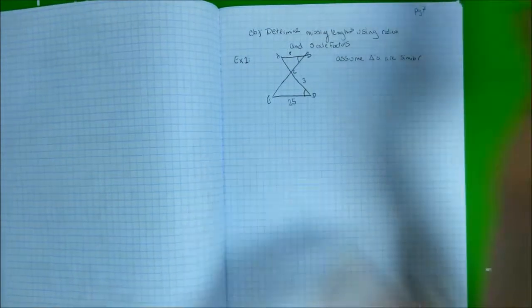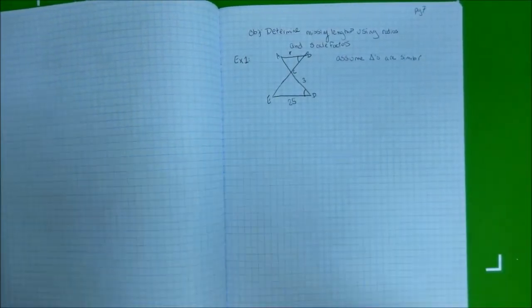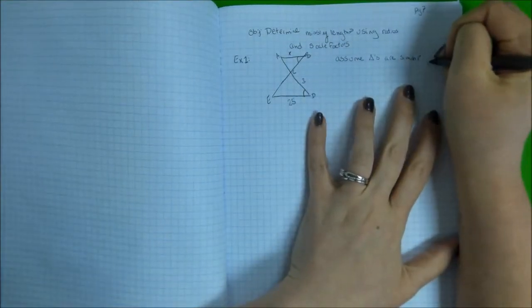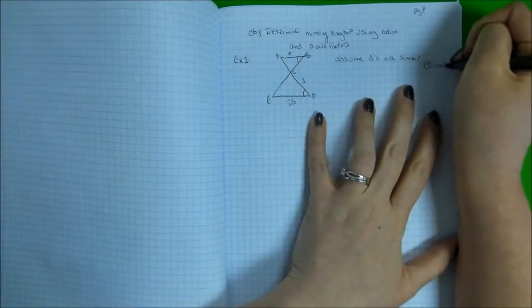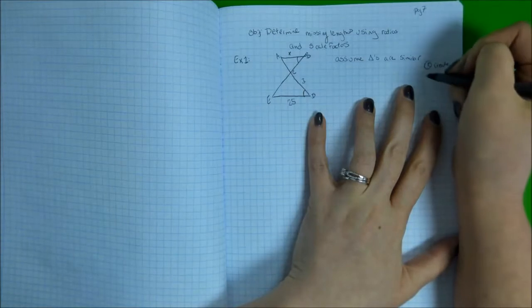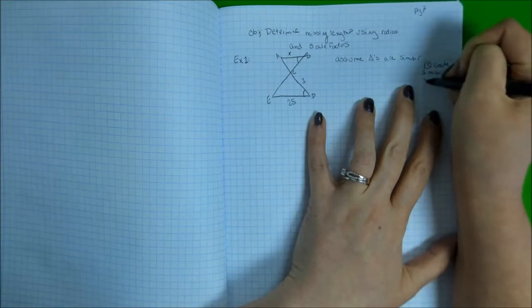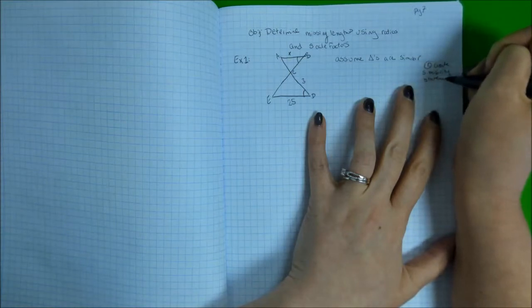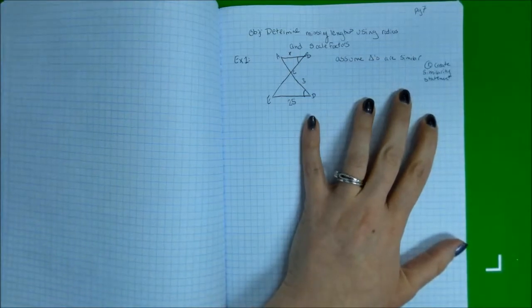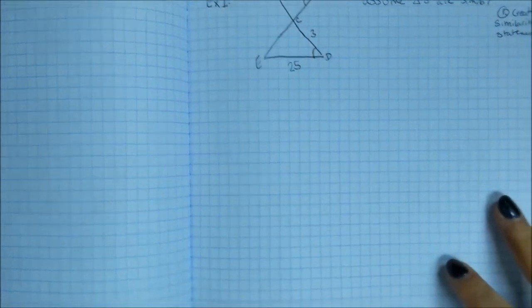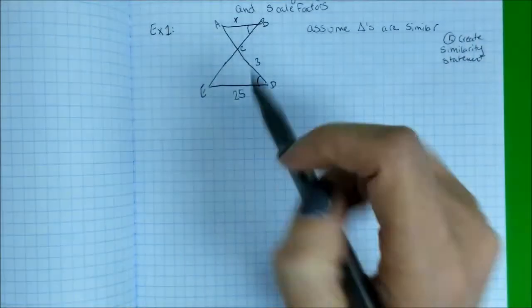Okay. So we're going to assume all the triangles we make today are similar. The first step, step 1, is to create a similarity statement. And even if I wasn't assuming that all of these triangles are similar, I could figure out that they are similar.